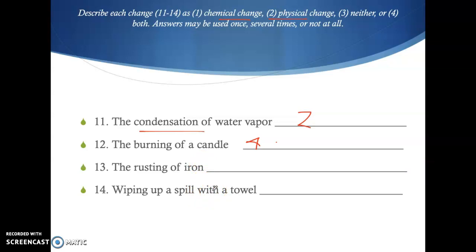Okay, that's it for this one. Don't submit your notes yet. Wait till you take notes on Thursday for acid and base stuff as well.